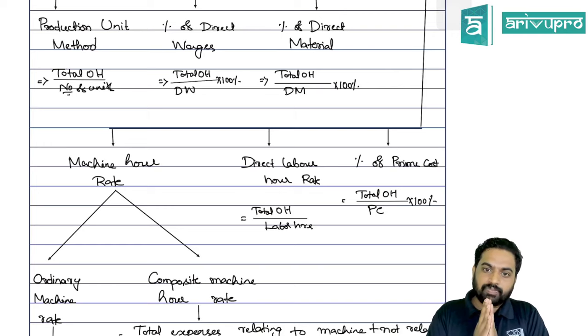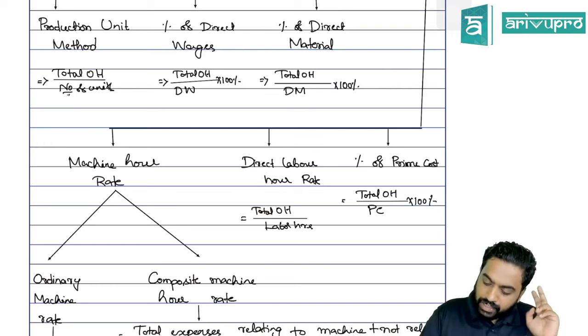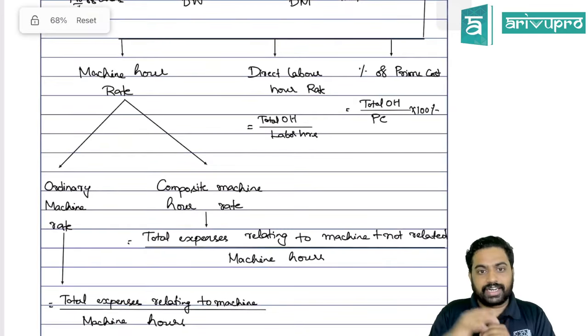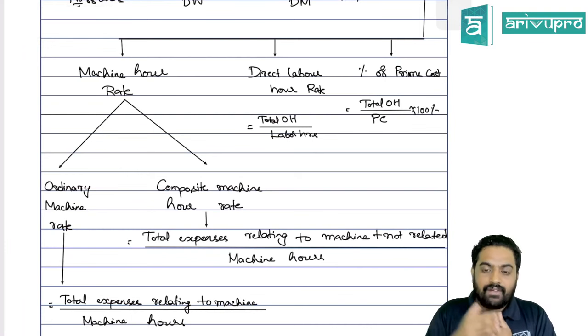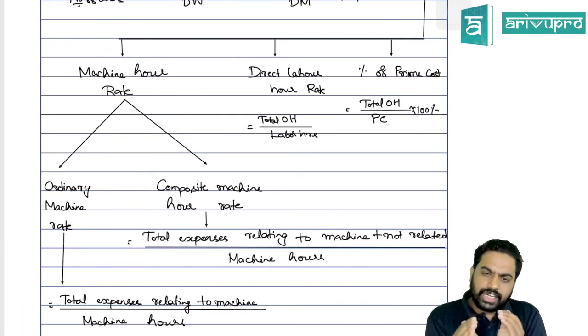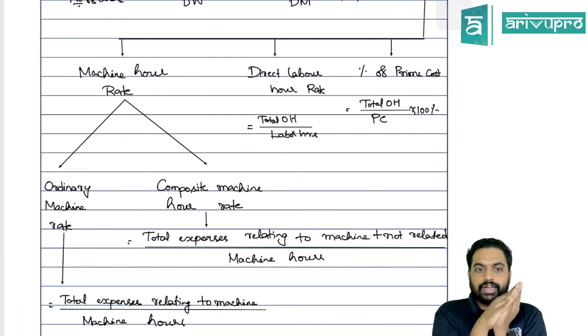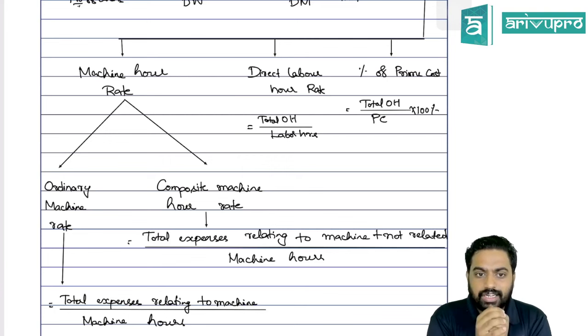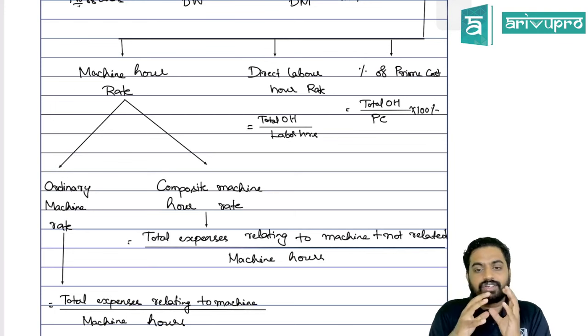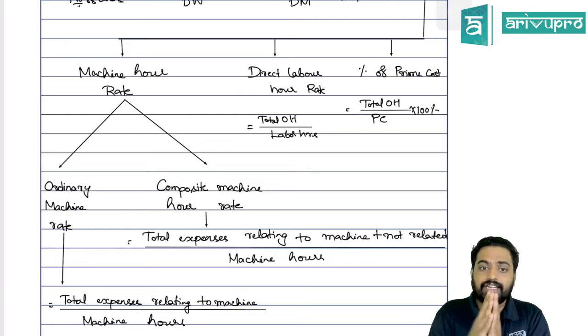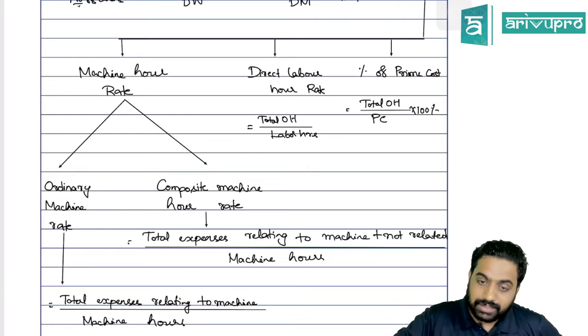That's simple. Machine hour rate: we have two kinds, ordinary machine hour rate and composite machine hour rate. When you take only the expenses relating to that particular machine, it is called an ordinary machine hour rate. When you take all overheads while computing the machine hour rate, that is called a composite machine hour rate.